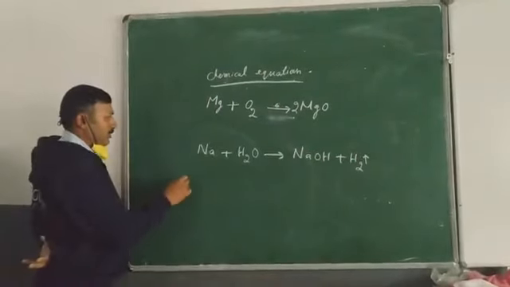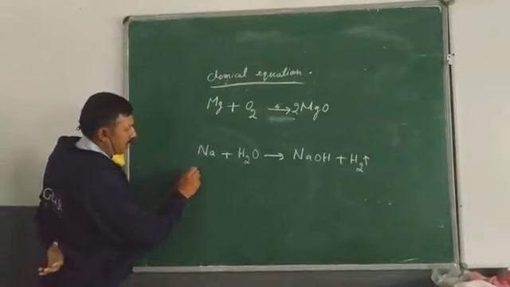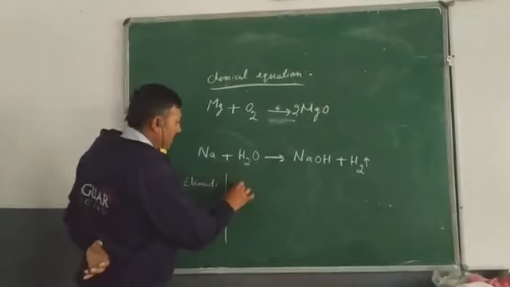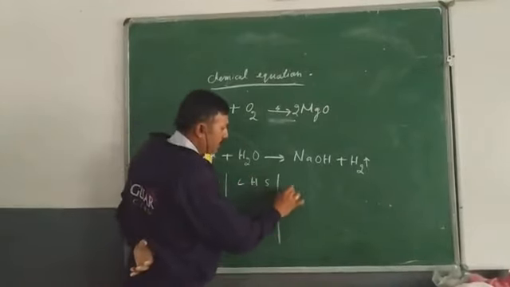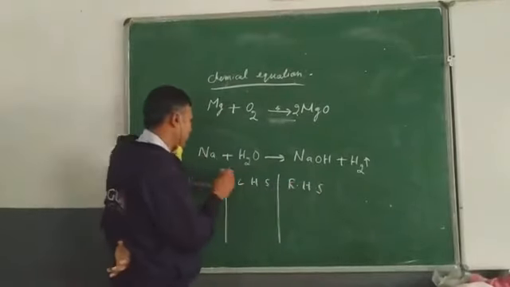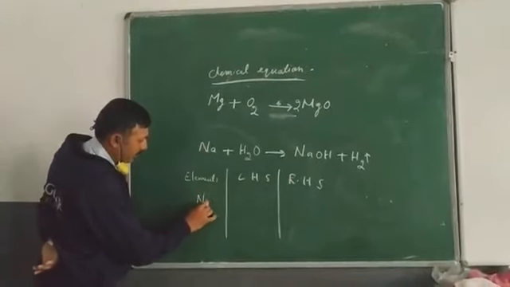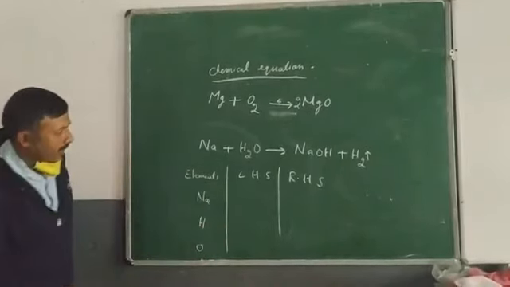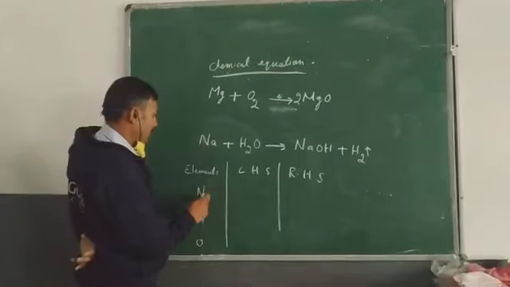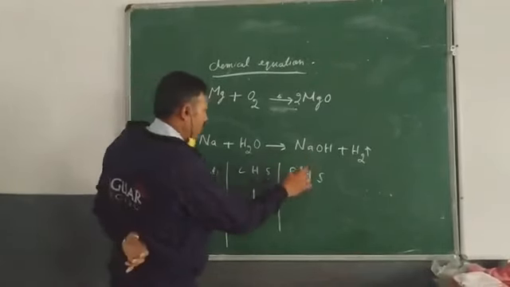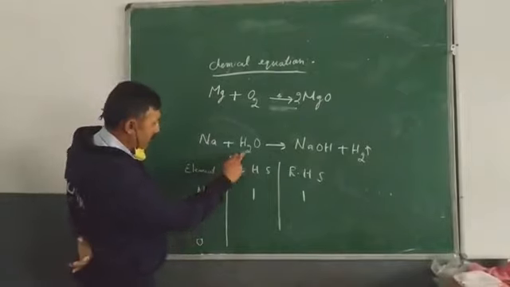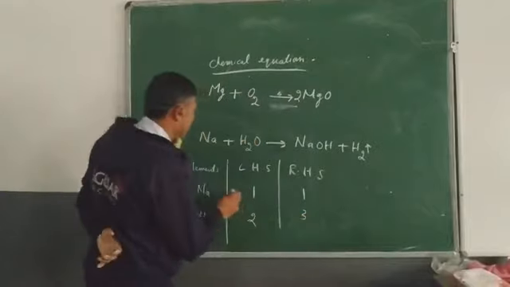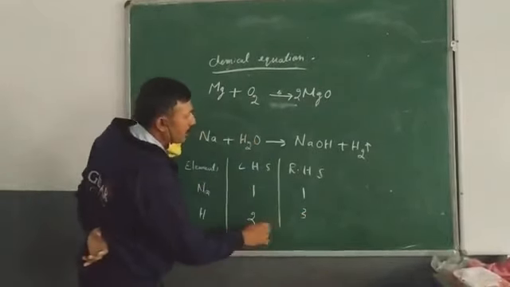Now what you have to do is write the elements in one column, then left hand side, then right hand side. So what are the elements present here? Sodium, hydrogen and oxygen. These are the three things there. On the left hand side, what is the amount of sodium present? 1. Here also it is 1. What is the amount of hydrogen present here? It is 2. Here it is 2 plus 1, 3. Oxygen, how much is present? 1 here and 1 here.